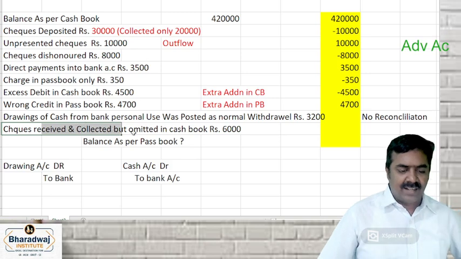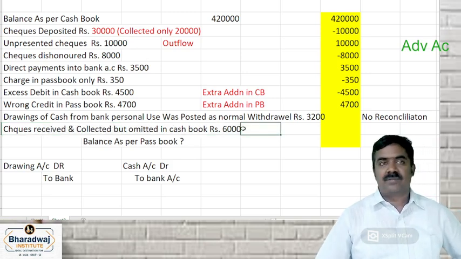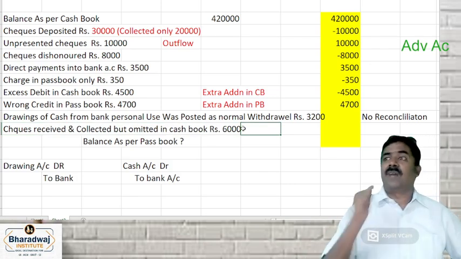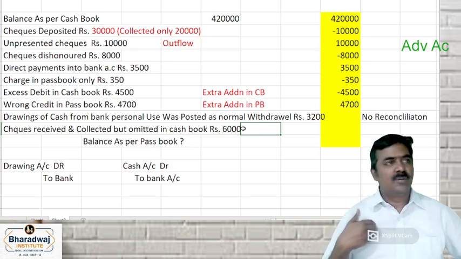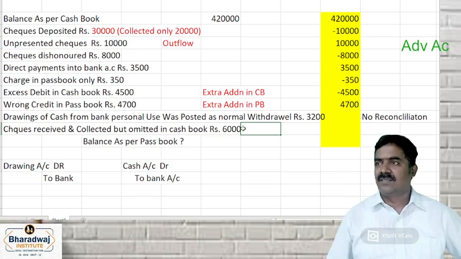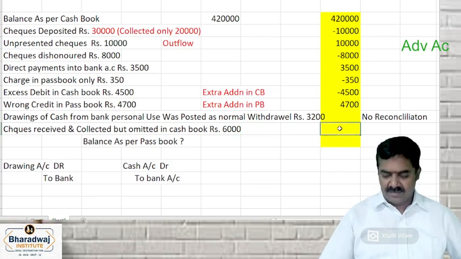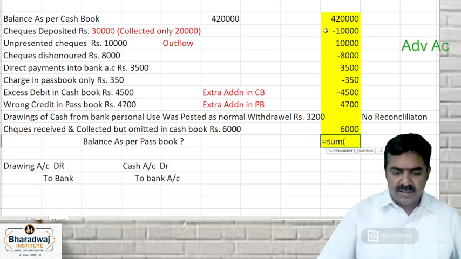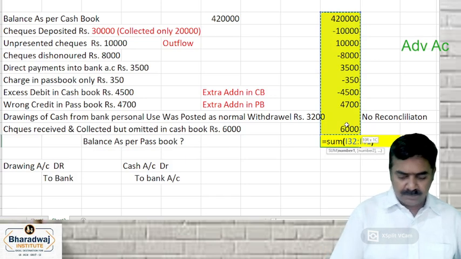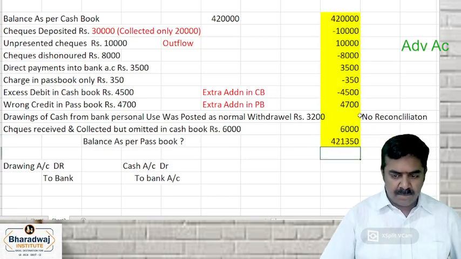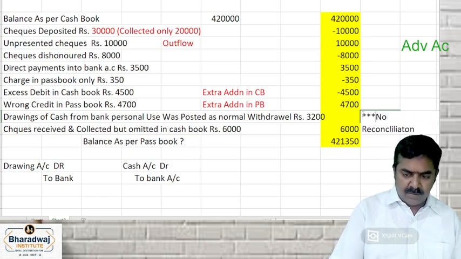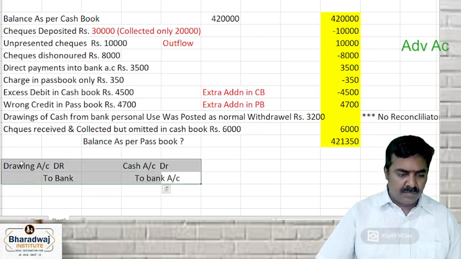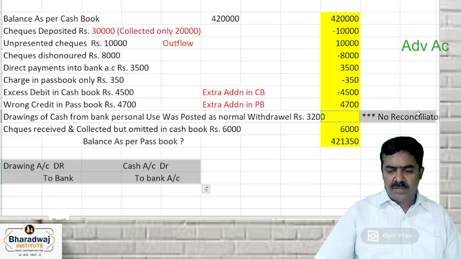Checks received and collected but not recorded in cash book. Checks deposited, check is collected, what would the bank have done? They have added, omitted in cash book. We did not record it. This will give us balance as per passbook. Please note this also. Why is there no reconciliation? Please note this.